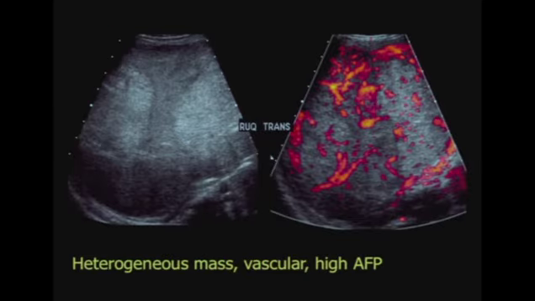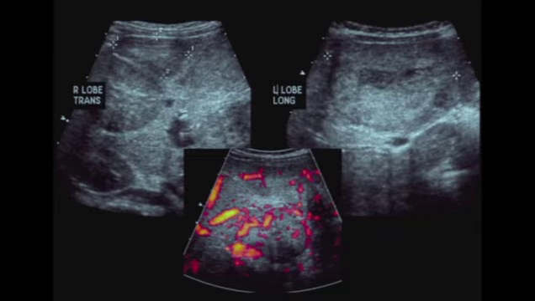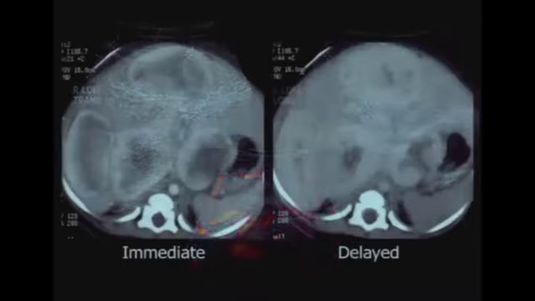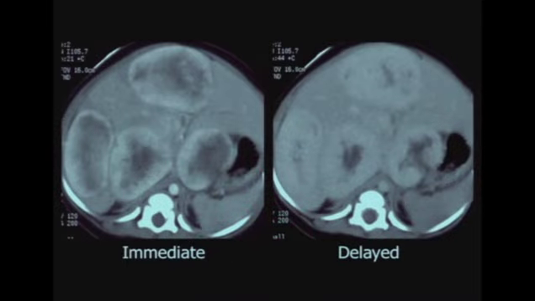This is a child who presented with a large heterogeneous mass, which was highly vascular, and also had a very high alpha-fetoprotein. This ended up being a hepatoblastoma. Here's a child with multiple masses within the liver. Some of these look like they have a central scar within them. They do appear to be vascular. This would be a terrific case for ultrasound contrast. However, in this particular child, we got a CT scan with immediate and delayed images, and you can see the typical filling-in pattern of infantile hepatic hemangiomas.